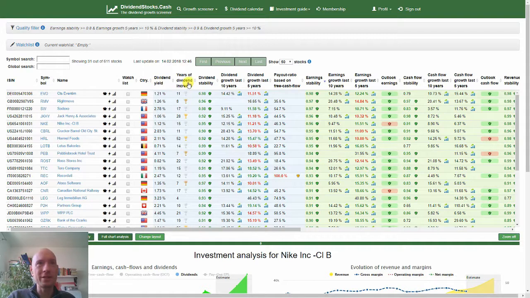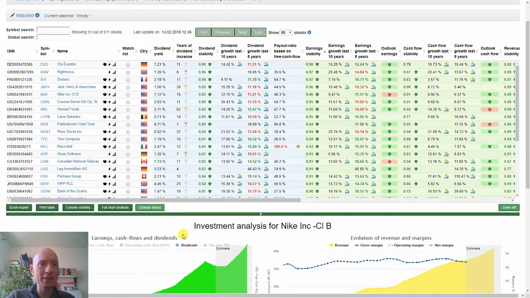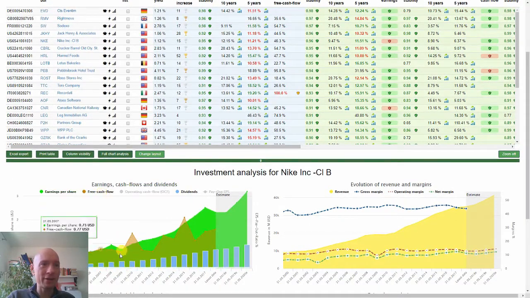You have the dividend yield and years of dividend increase. That's very common. You also find these kinds of things in other stock screeners. And here you have the same metrics applied to dividends I explained here. So stability, growth rates. You also have payout ratios regarding free cash flow, and I also have a payout ratio regarding the earnings. Here you have free cash flow and you have the earnings.